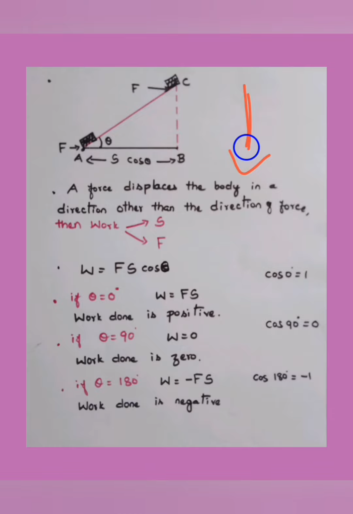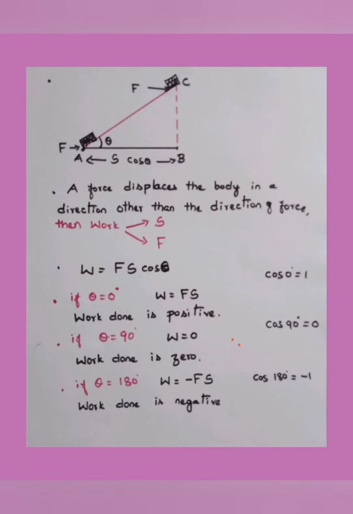Another example: if a body moves in a circular path, exactly a circular path, under the influence of some force, then on completing one complete round the displacement is 0. So according to physics, the work done is 0. So in that case the work done is 0. We will check that in the second case here.